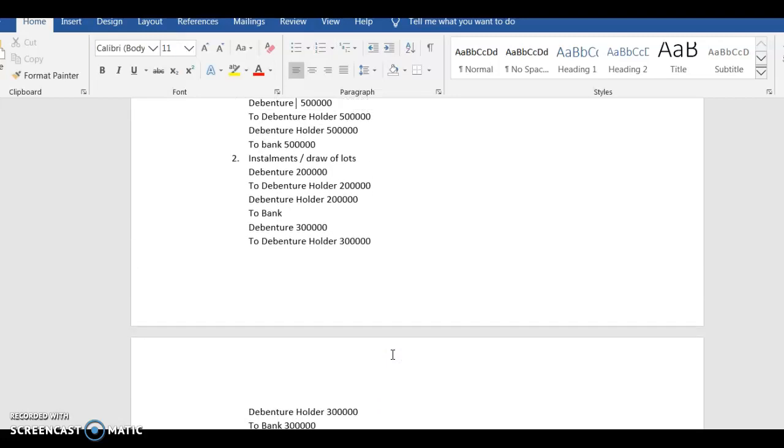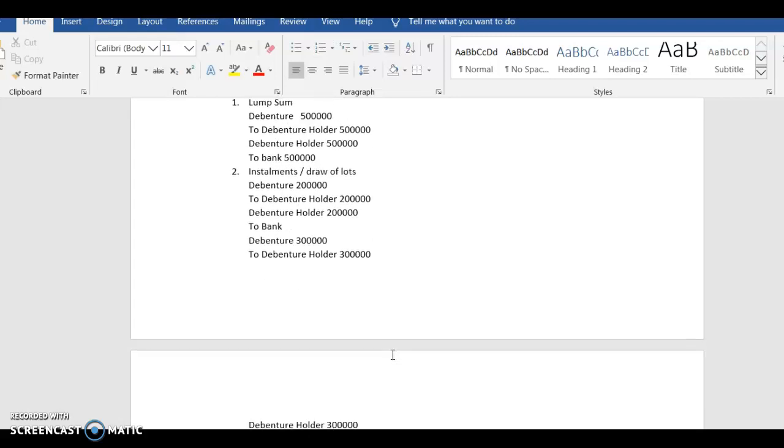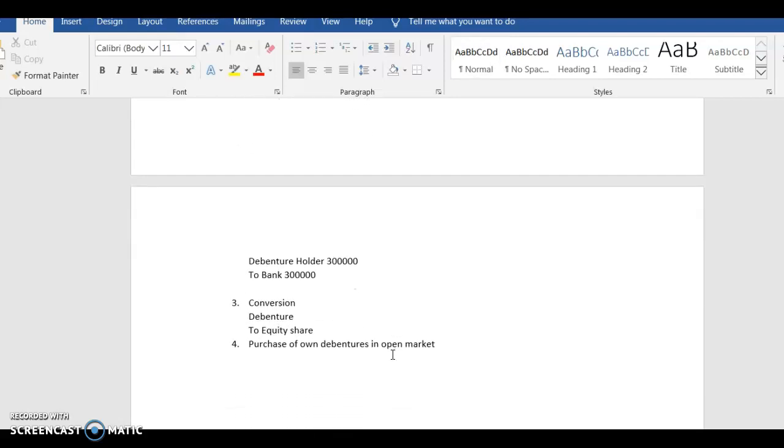Now we will understand that with the help of a question. So let's do one question on conversion. The book that I am referring to is J.R. Monga. All of you please open J.R. Monga.